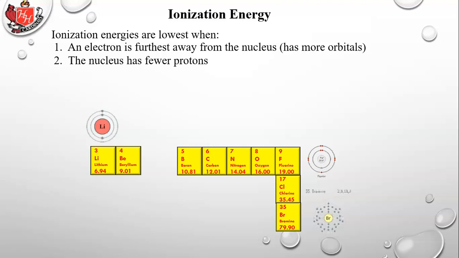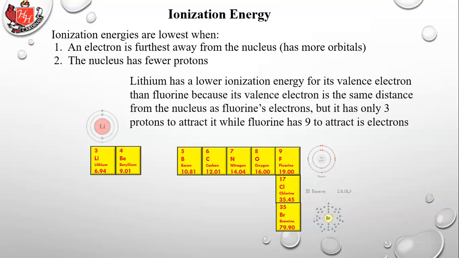Again, ionization energy means how much energy does it take to steal an electron away from an atom. Fluorine is one of the hardest, because it has fewer orbitals than bromine down on the bottom, but it has more protons than lithium over on the left. So let's read this. Lithium has a lower ionization energy for its valence electron than fluorine because its valence electron is the same distance from the nucleus as fluorine's electrons, that is two orbitals. They're both out two orbitals, but it has only 3 protons to attract it, while fluorine has 9 protons to attract its valence electrons.